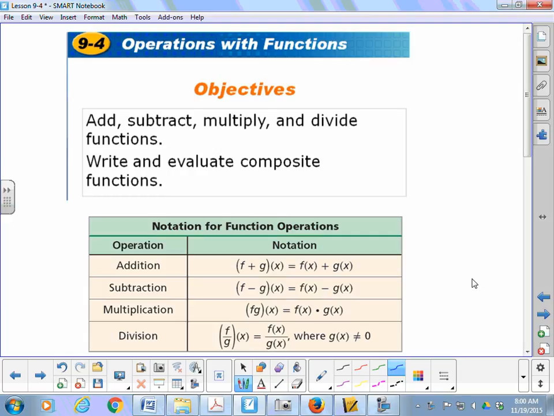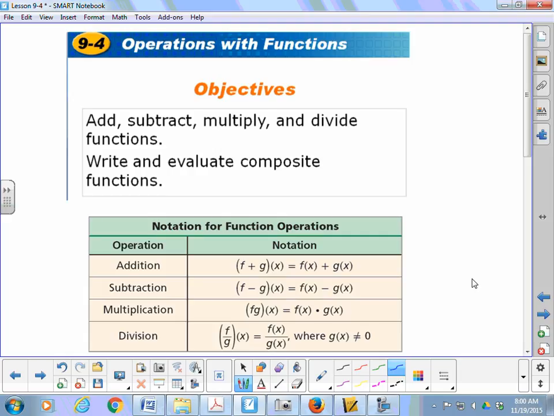Most of what we're doing today is going to be similar to basically the first lesson we did in chapter 6: just adding, subtracting, multiplying, and dividing polynomials. And then we're going to look at what's called composite functions, and that's a little bit different, but it's not a big deal, though some people get it confused with multiplication because of the way things are written.